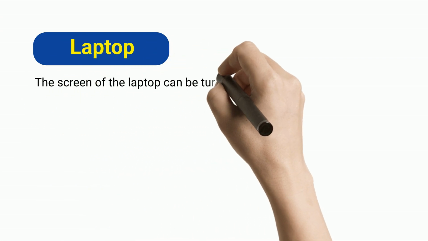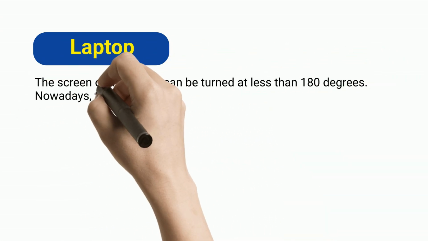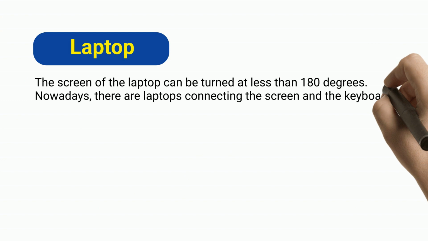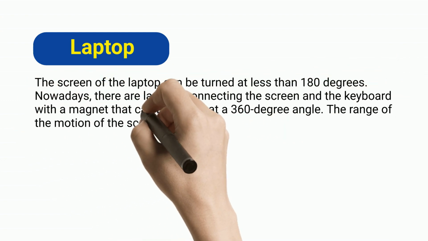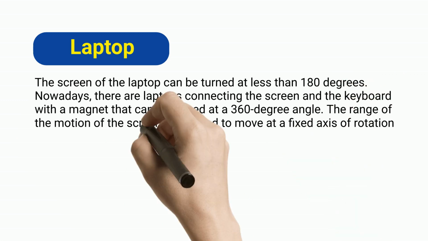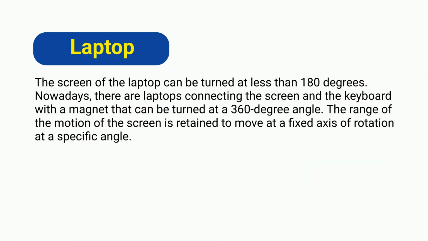Laptop. The screen of the laptop can be turned at less than 180 degrees. Nowadays, there are laptops connecting the screen and the keyboard with a magnet that can be turned at a 360-degree angle. The range of the motion of the screen is retained to move at a fixed axis of rotation at a specific angle.